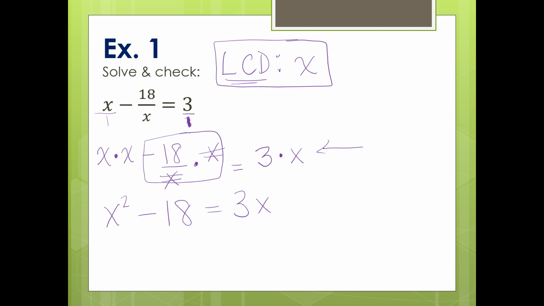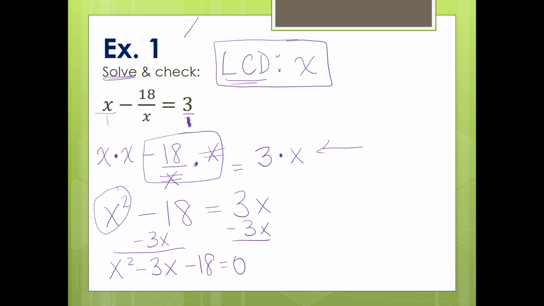If you do this step and you still have fractions left, then something is weird and you might have done something wrong. Okay, so now this is a quadratic. Remember, with a quadratic, you want to get everything onto the same side. In other words, you want to set it equal to 0. So we get x squared minus 3x minus 18 equals 0. So we're not finished yet. Remember, when it says solve, you want your answer to say x equals blank. If x is not alone, you're not finished.